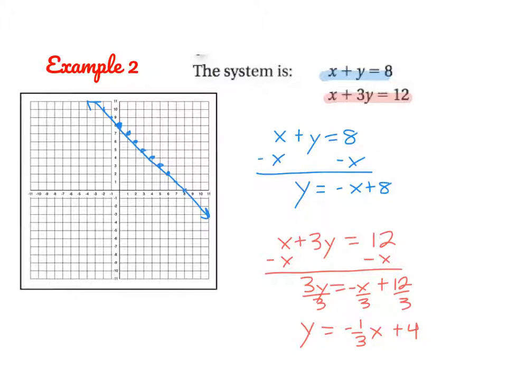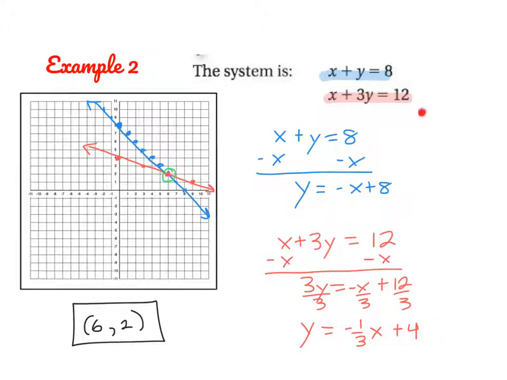So here, this graph has a y-intercept of 4. And it has a slope of -1 over 3. So I go down 1, right 3, down 1, right 3, down 1, right 3. So when I connect these dots, I can see that I do have a point of intersection right here, and that point of intersection is at 6, 2. So this is the solution to our systems of equations.